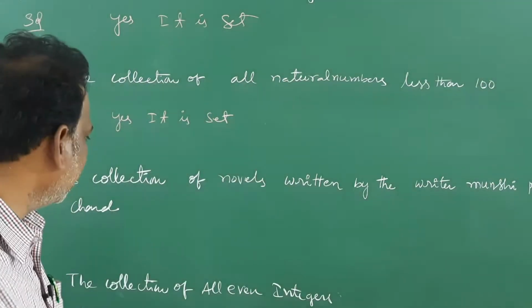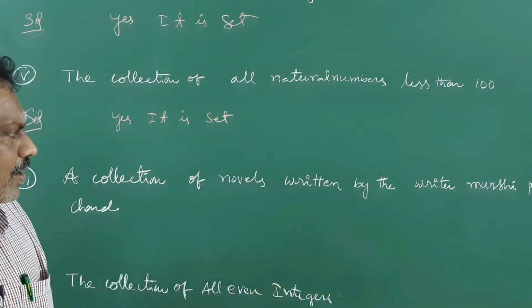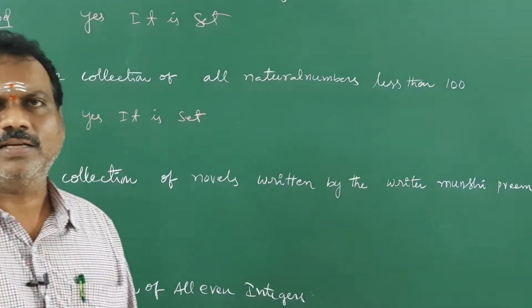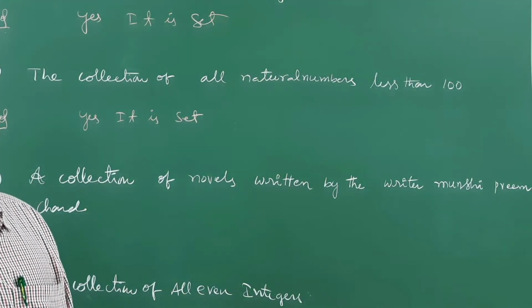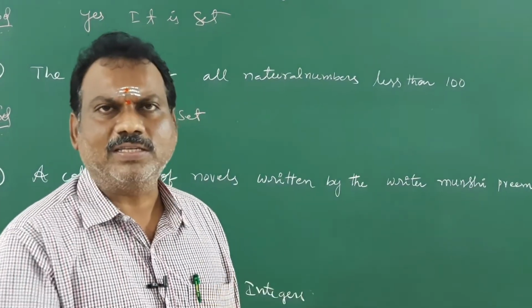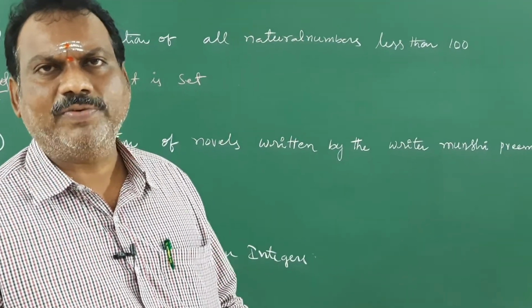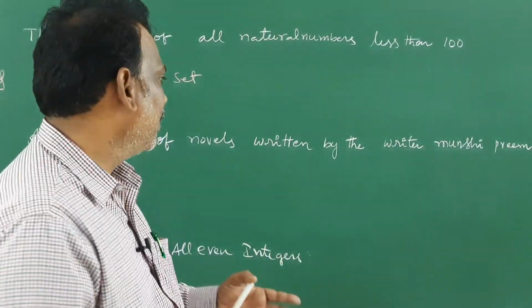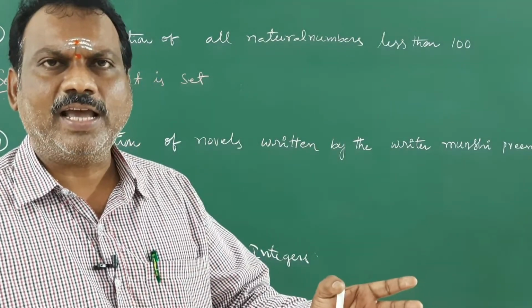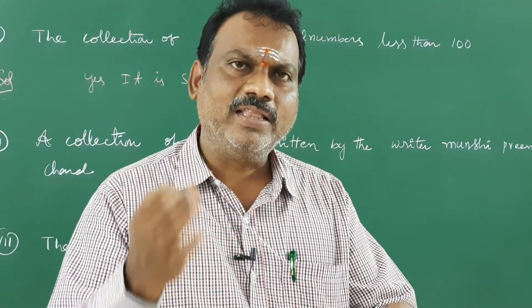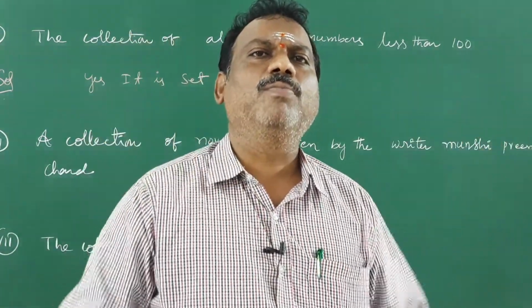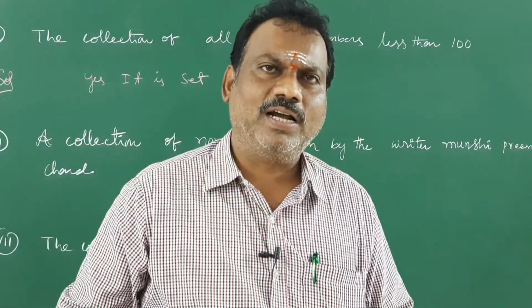Next, come to the sixth question. A collection of novels written by the writer Munshi Premchand. Yes, a particular writer's name is given. We know how many novels he has written, and we can list those novels. They are giving a particular writer, and they are asking how many books are available in that collection. It is well defined. Correct, students?